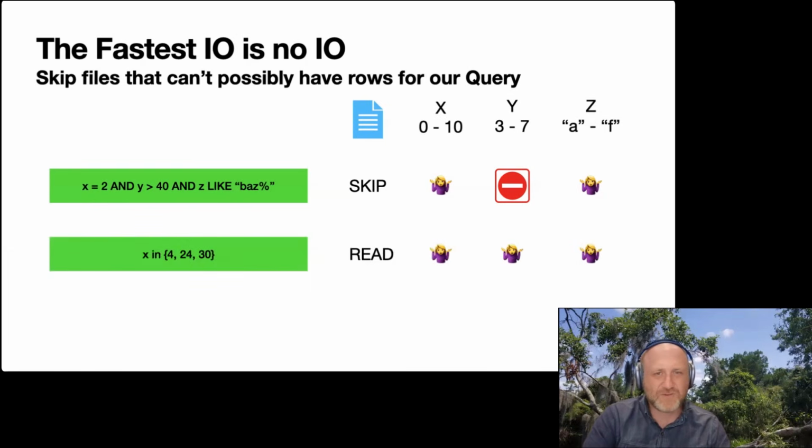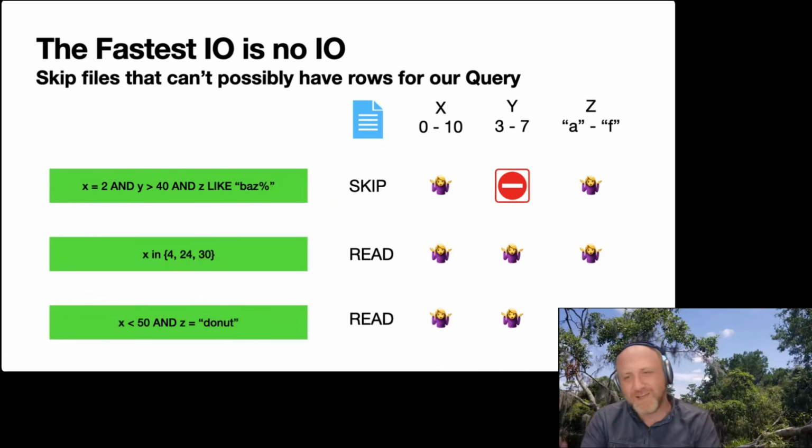I can do this for a whole bunch of different queries. If I have an IN clause, I can play the same game. If x is in 4, 24, and 30, even though I know 24 and 30 aren't possibly in this file, I know 4 might be. So potentially I have to read this file and actually check to see if that row is there. One more example: x is less than 50 and z is donut. Both of those could possibly be here, because for x less than 50, well, 0 and 10 are all less than 50, so possibly I have a hit there. And z equaling donut, well, D is in between A and F, so there's a possibility that the string donut is in this file.